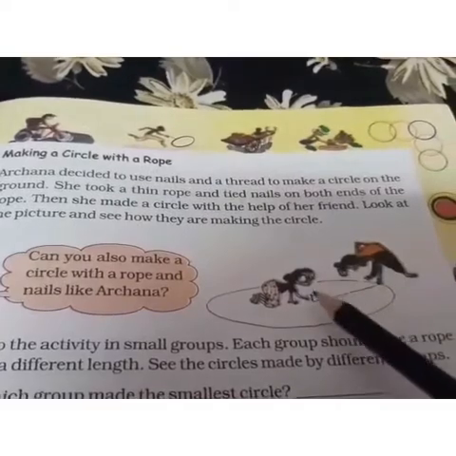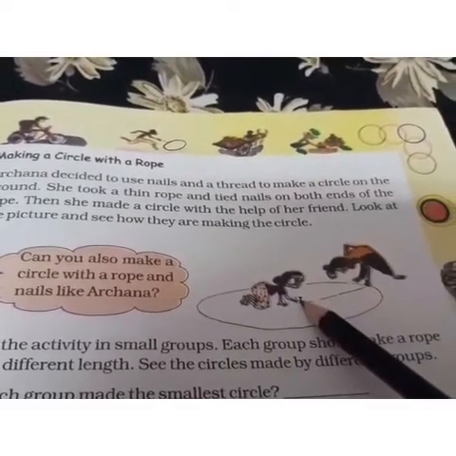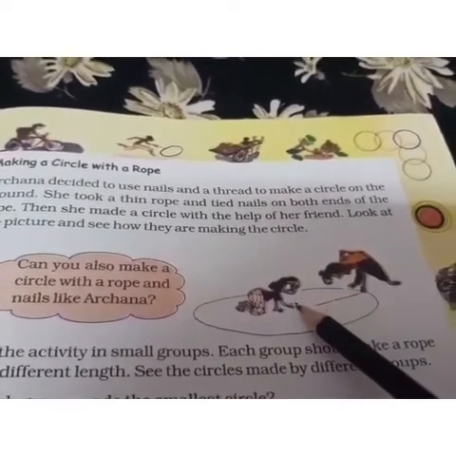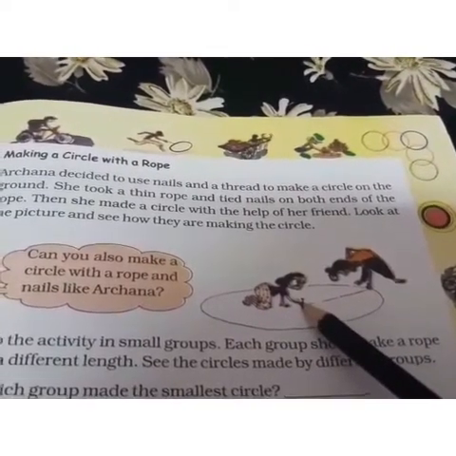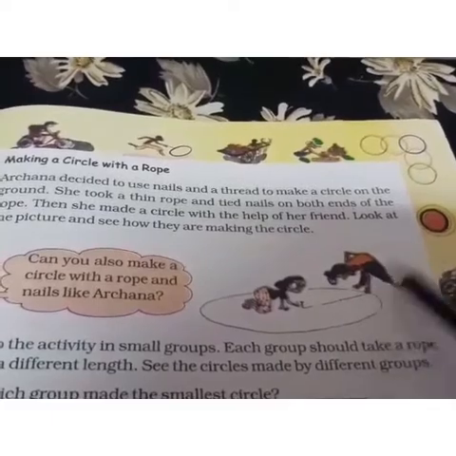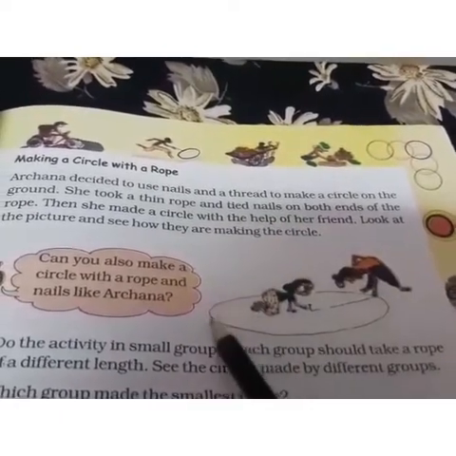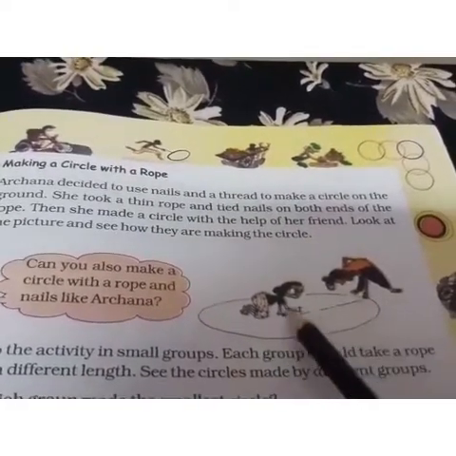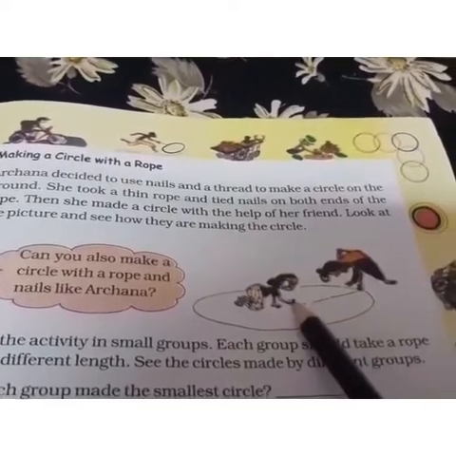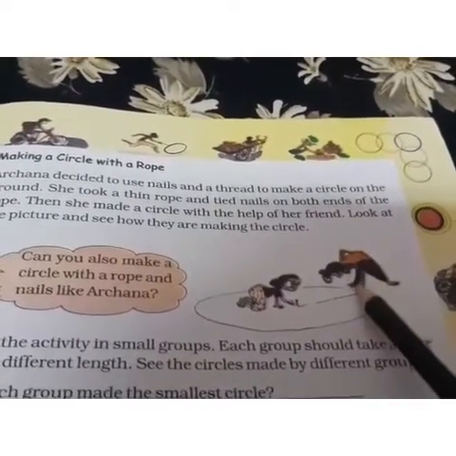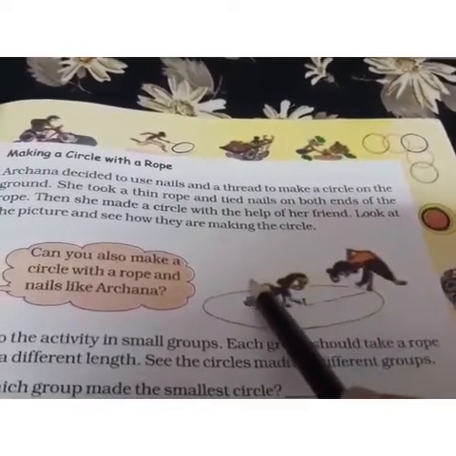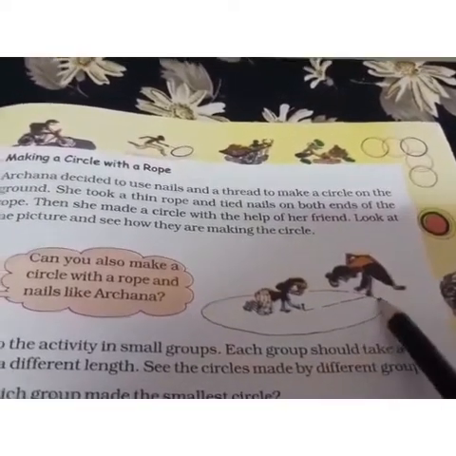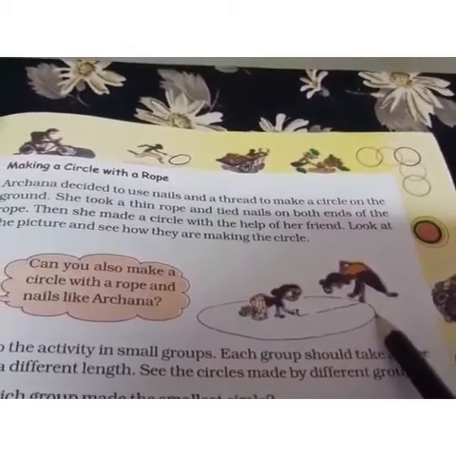Now this is very easy. If you are making it on the ground, you have to fix one end at one place in the soil, and with the help of the other end and the nail you can draw the circle like this, going round. You have to fix this one end, and with the help of the other end which is free and the nail on that side you can go round like this and draw the circle. This way you can draw a circle of the same size.